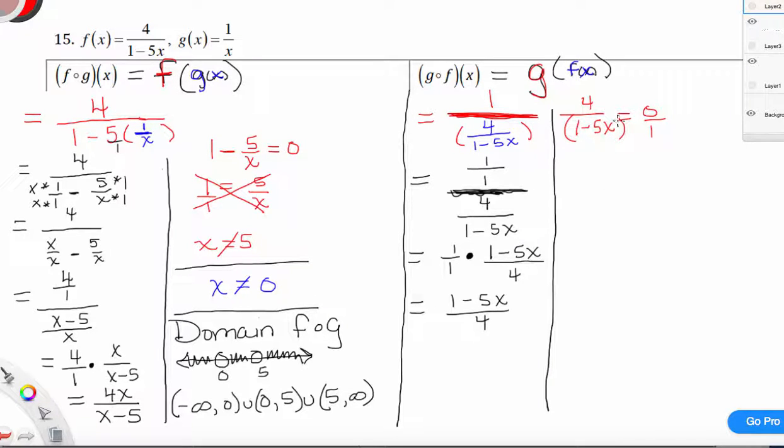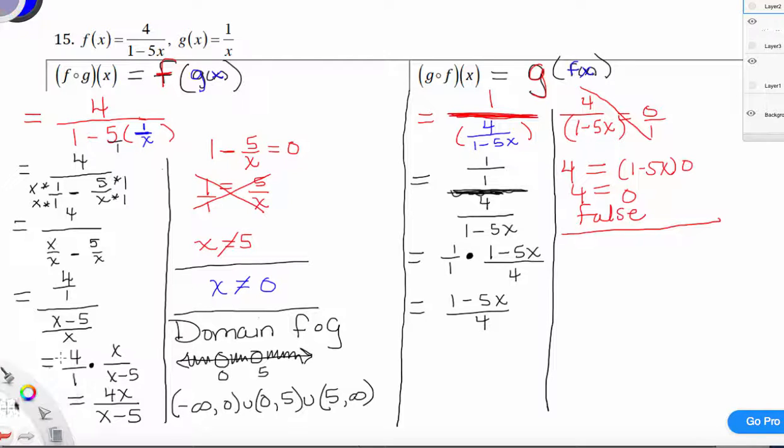And then I'm going to cross multiply, and I'm going to do 4 times 1 to get 4, and then 1 minus 5x times 0 on the other side. And 1 minus 5x times 0 is just 0, and I get a false statement or equation, and there are no extra restrictions there. So 4 equals 0 does not make sense. It's just a false equation, and therefore there are no solutions or no domain restrictions for my composite function.